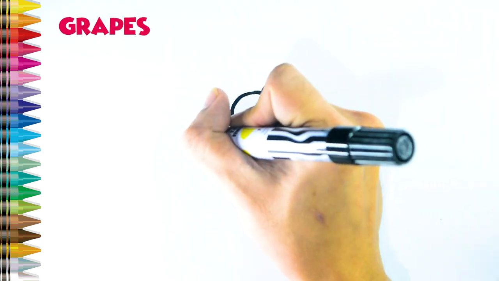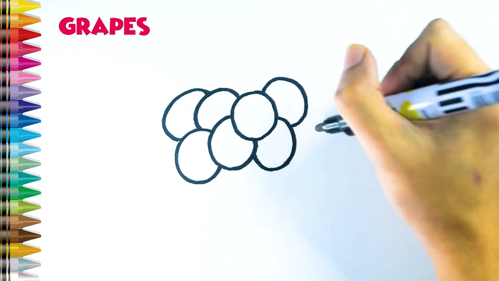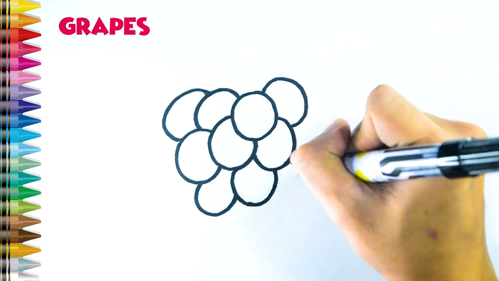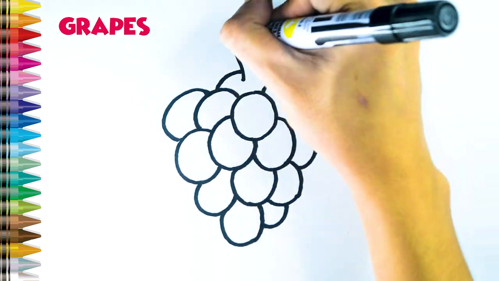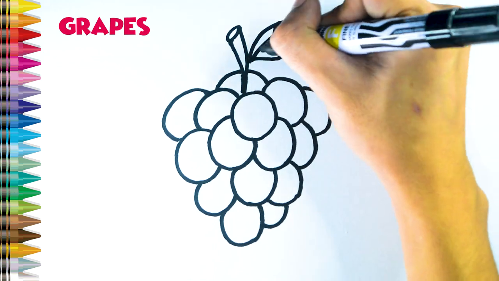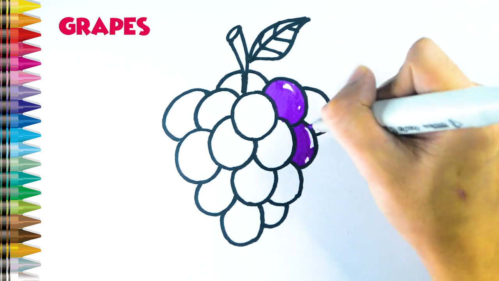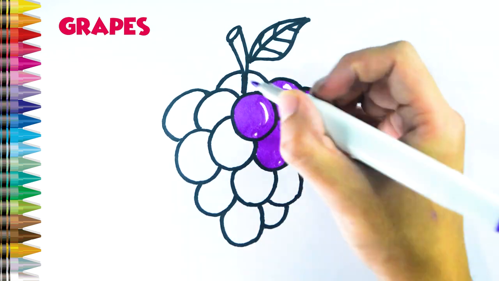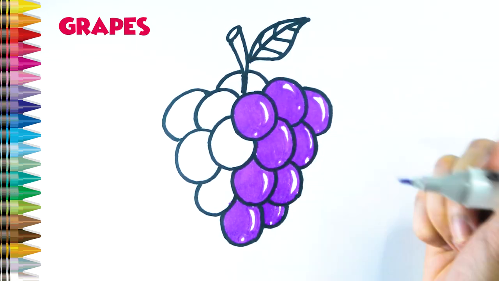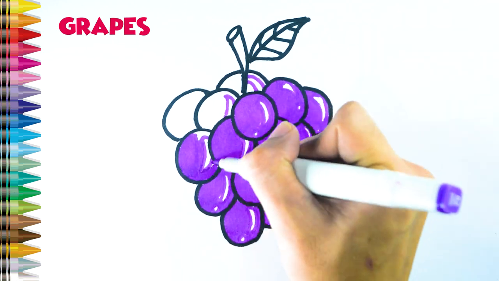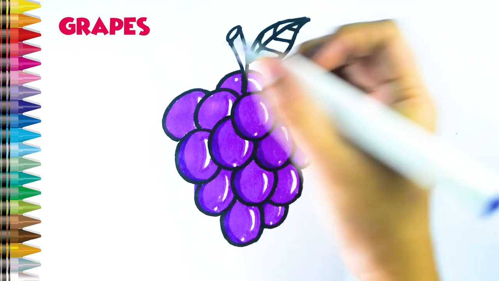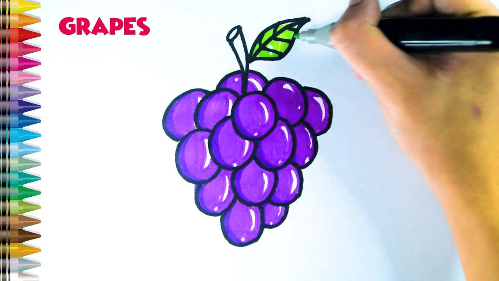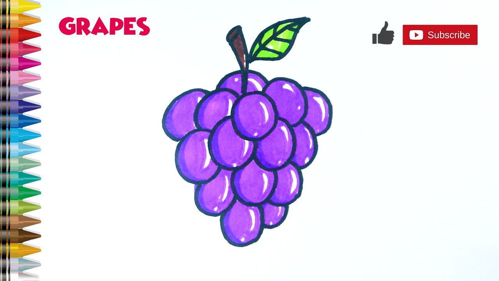G. G is for grapes. Grapes. Found my partner, love is true. Skip to my loo, my darling. Loo, loo, skip to my loo. Grapes. Skip to my loo, my darling. Wow! G is for grapes.